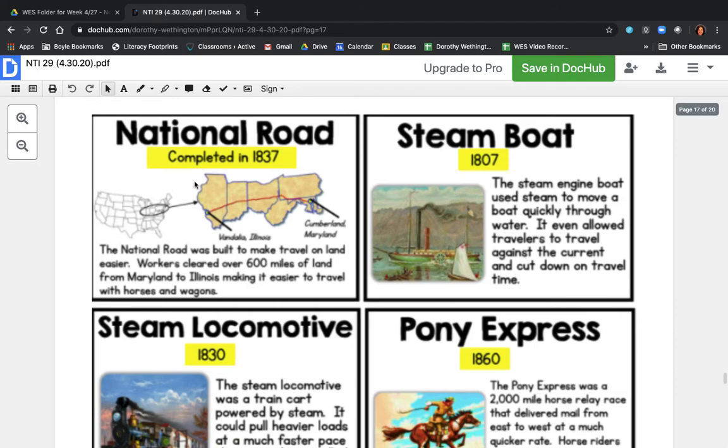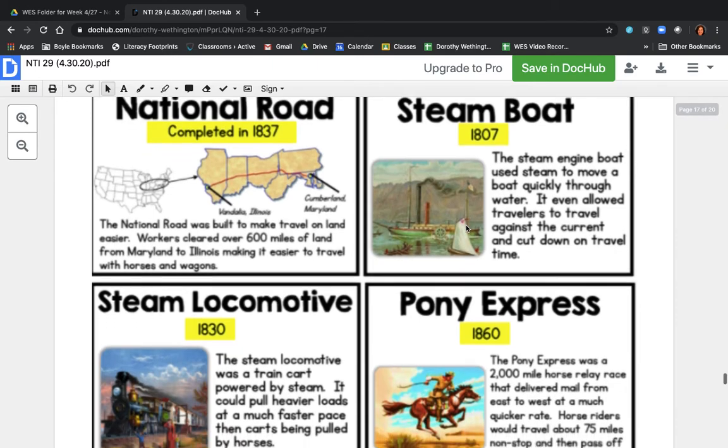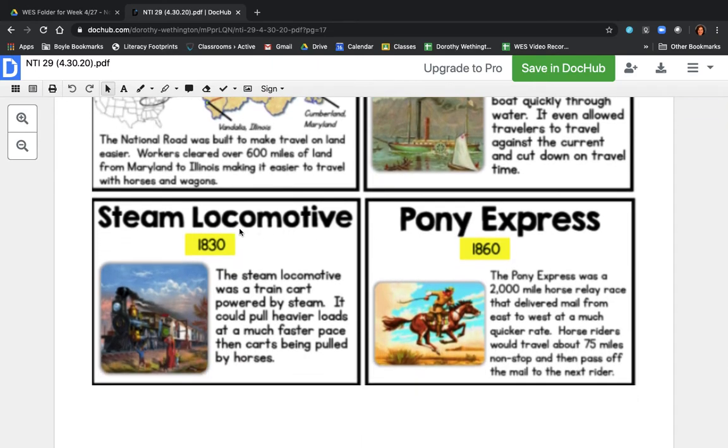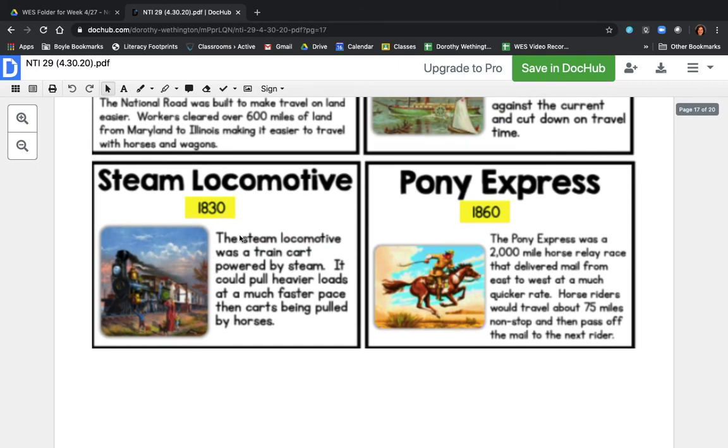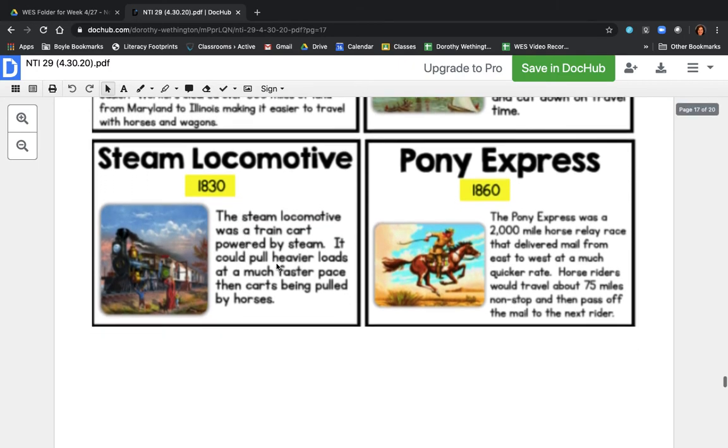The National Road was completed in 1837. The National Road was built to make travel on land easier. Workers cleared over 600 miles of land from Maryland to Illinois, making it easier to travel with horses and wagons. The steamboat, 1807. The steam engine boat used steam to move a boat quickly through water. It even allowed travelers to travel against the current and cut down on travel time. The steam locomotive, 1830. The steam locomotive was a train cart powered by steam. It could pull heavier loads at a much faster pace than carts being pulled by horses.